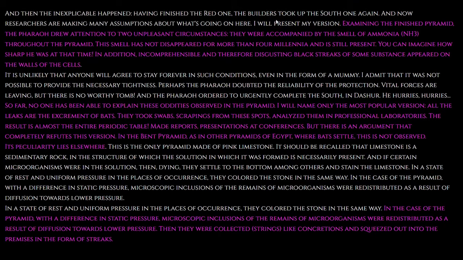So in the next section of this article, they begin to discuss the Red Pyramid of Dashur, and at this point, they're describing the pharaoh examining the finished Red Pyramid. And the pharaoh drew his attention to two unpleasant circumstances. They were accompanied by the smell of ammonia throughout the pyramid. This smell has not disappeared for more than 4 millennia and is still present. You can imagine how sharp it was at that time. In addition, incomprehensible and therefore disgusting black streaks of some substance appeared on the walls of the cells.